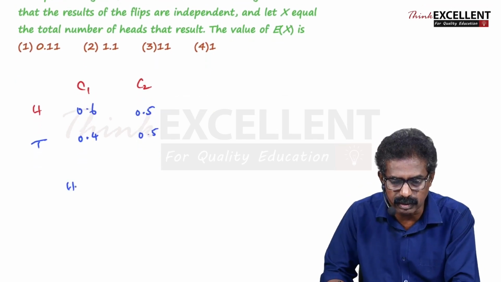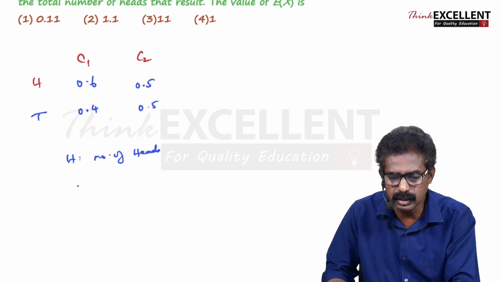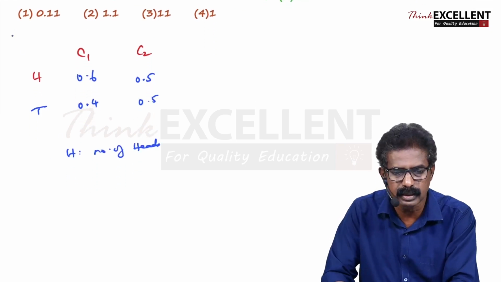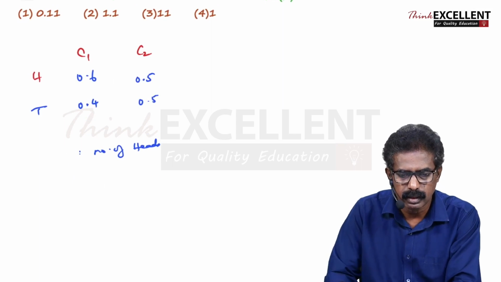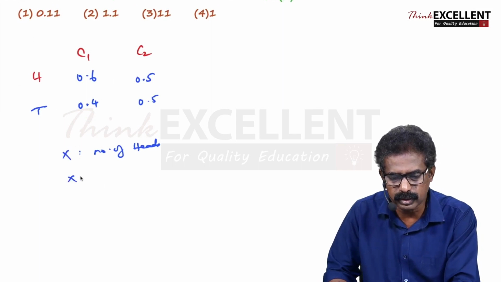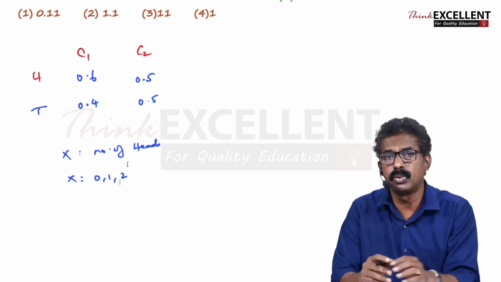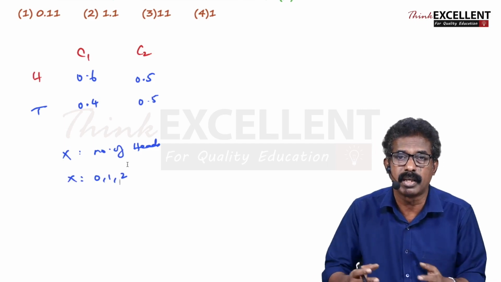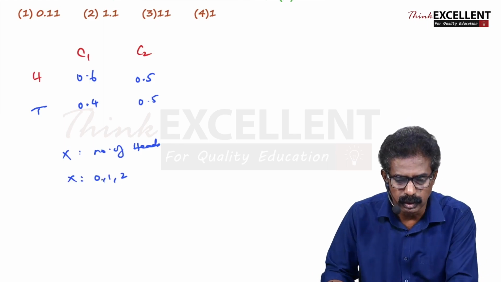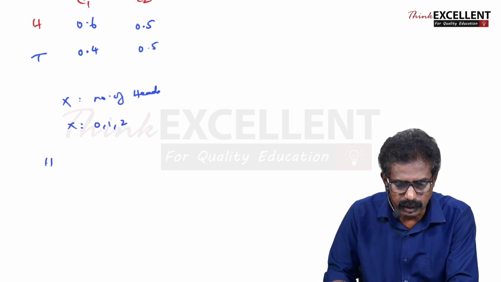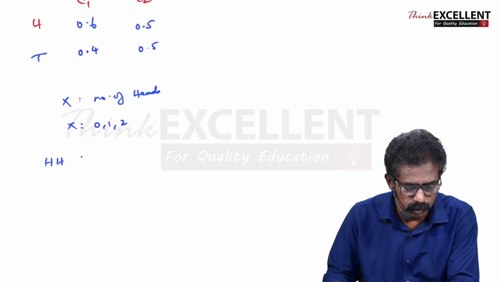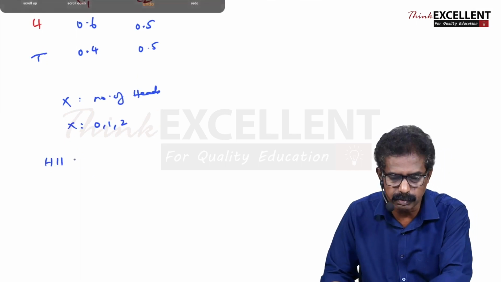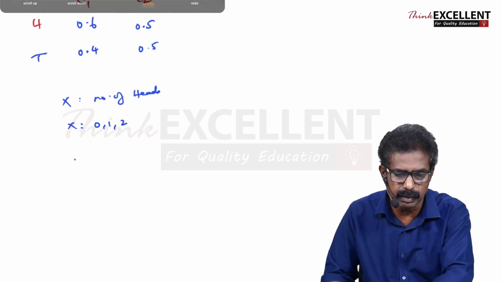heads. So X stands for the number of heads. 2 coins you are tossing. So X takes the values 0, 1, 2, because you are tossing 2 coins and you count how many heads there are. Sometimes there won't be any head. So the number of heads may be 0, 1 or 2. That is, both are head, right? That is one. We start with the number of heads being 0.